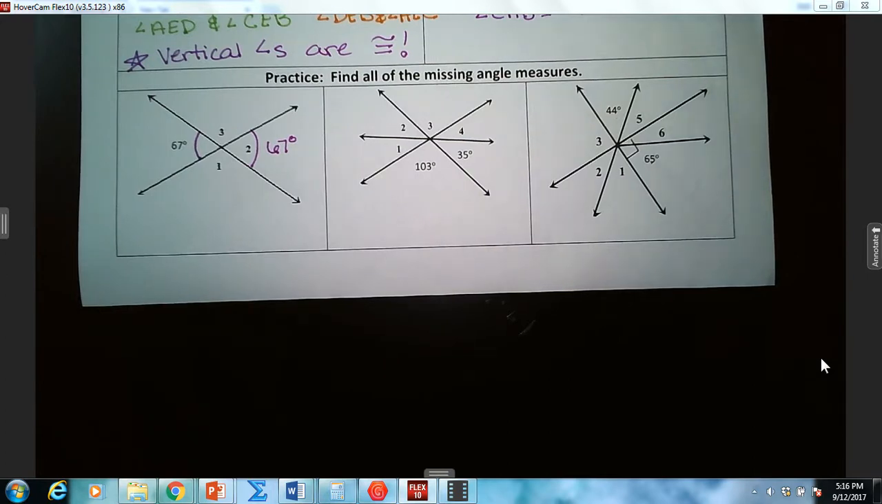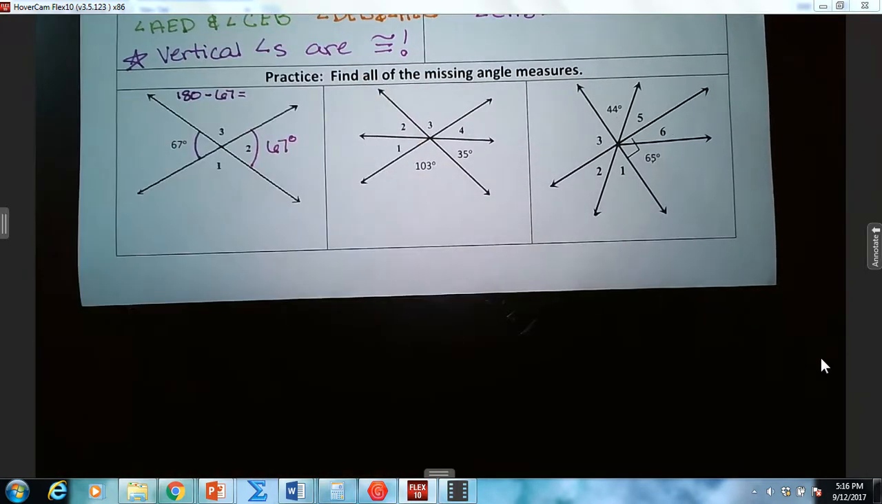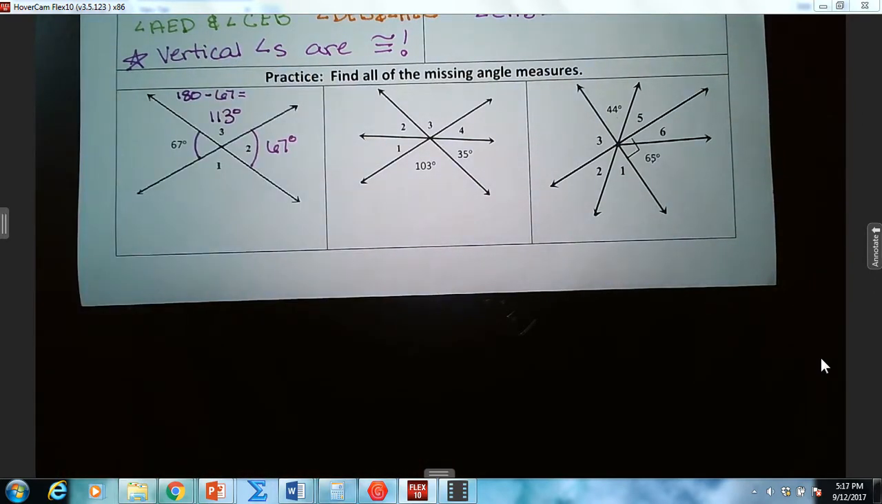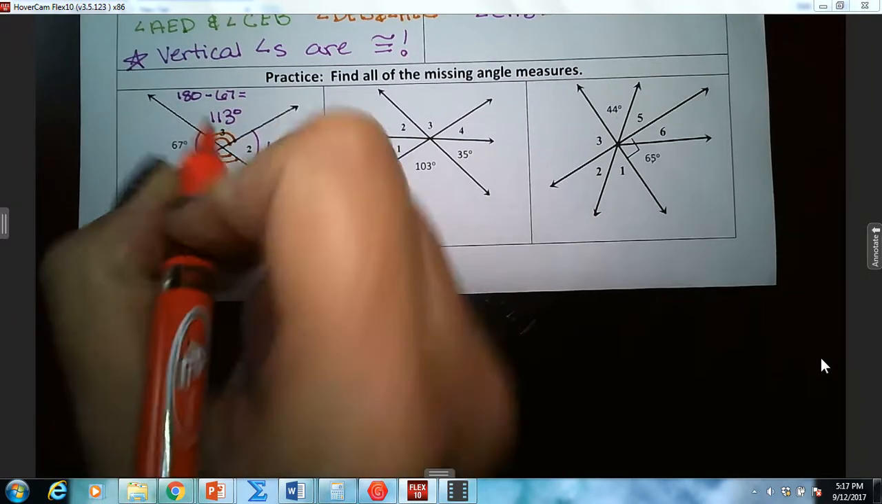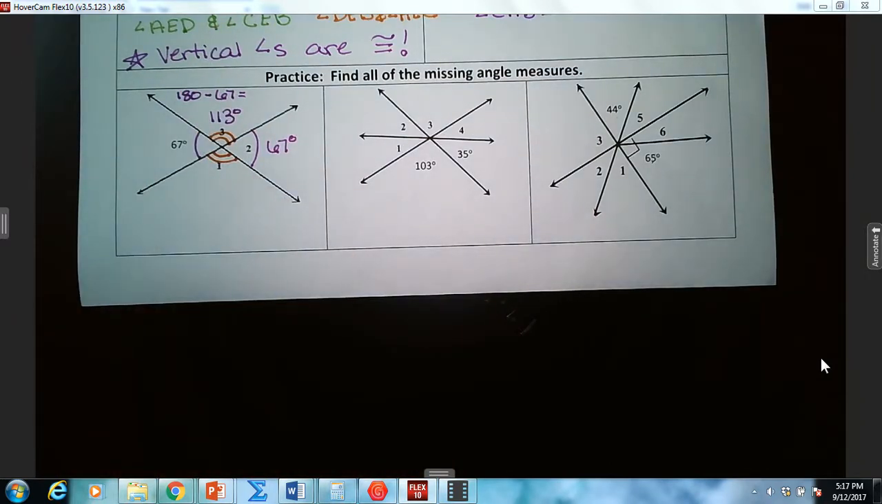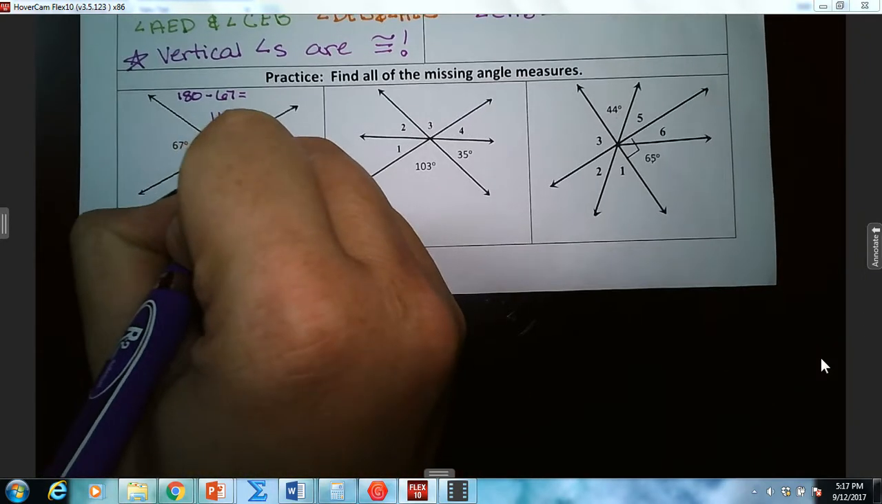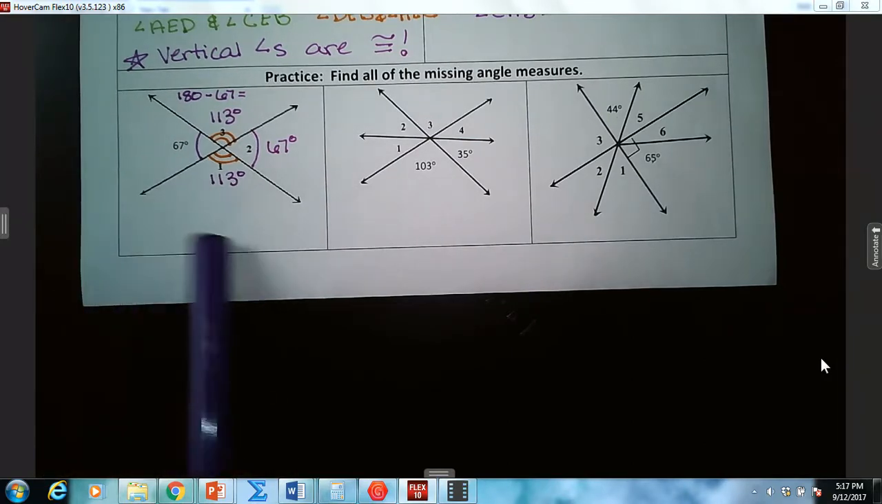So quickest way to find angle 3, 180 degrees minus 67, and whatever is left over gives me that linear pair. That would be 113 degrees. Hopefully angle 1 is standing out to you now. Angle 1 is vertical with angle 3. And if vertical angles are congruent, then right away I hope you'll just transfer that 113 down here. They are congruent to one another. So knowing one angle kind of unlocks the other 3.